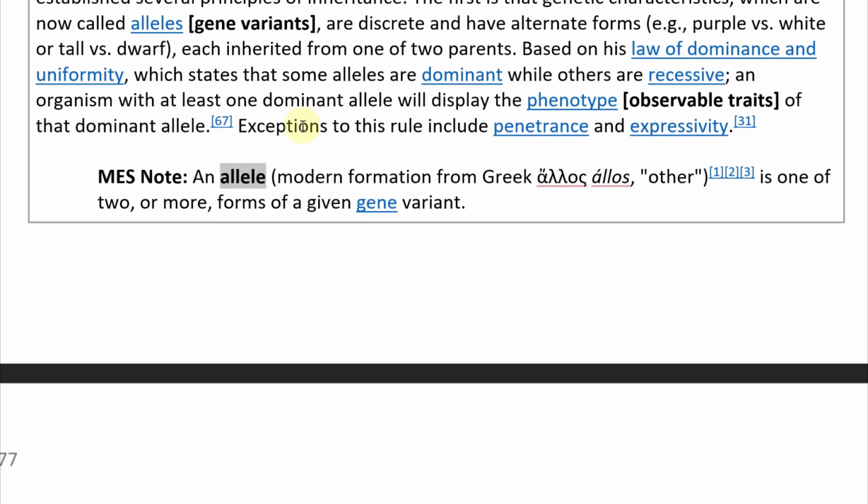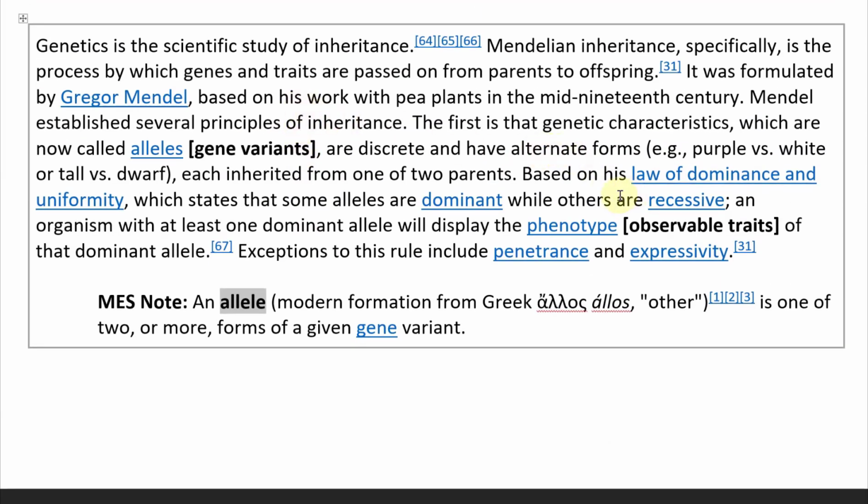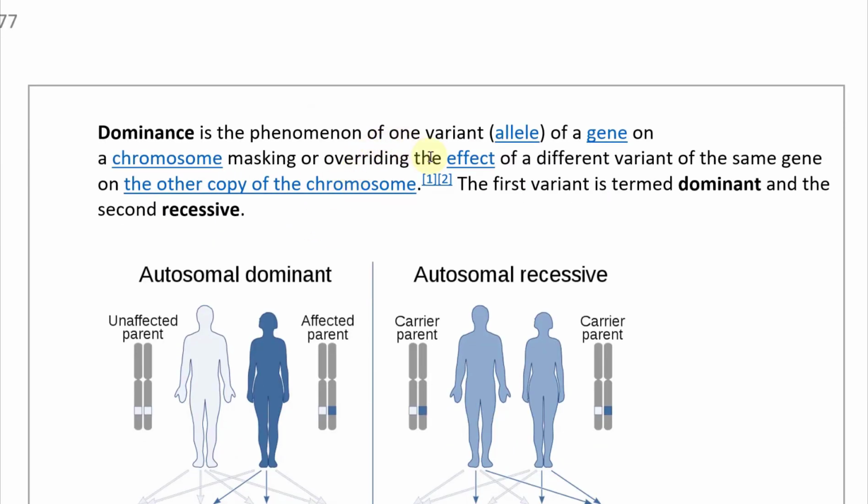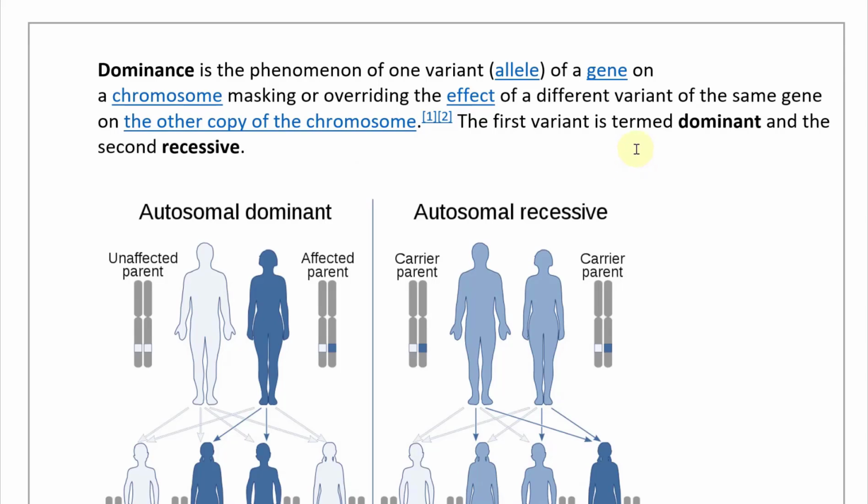Now let's go over this dominance section. Based on Mendel's law of dominance and uniformity, some alleles are dominant while others are recessive. Dominance is a phenomenon of one variant allele of a gene on a chromosome masking or overriding the effect of a different variant of the same gene. For example, one gives blue eyes and the other gives brown eyes. The brown eyes are going to win because that has the dominant allele at that same spot, where the collection of them is the gene for eye color.